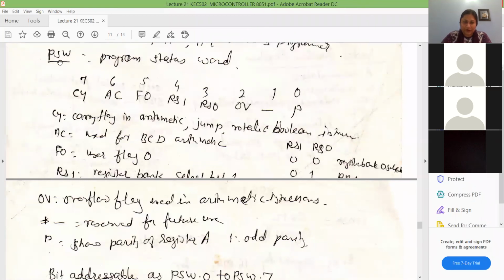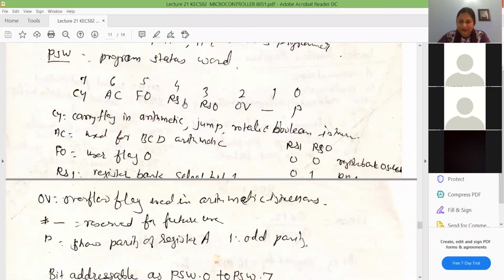And you have the program status word, as in 8085 also, which contains the flag status. So here also the program status word contains flag status. Carry flag is there, auxiliary carry flag is there, F0 flag is there, overflow flag is there, and parity flag is there. And these 2 bits are used to specify the register bank.